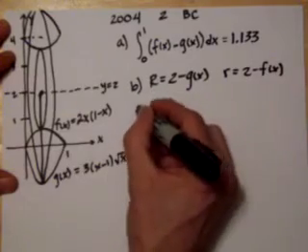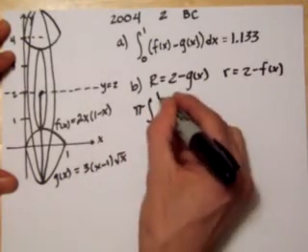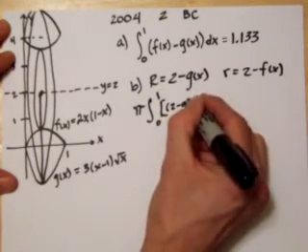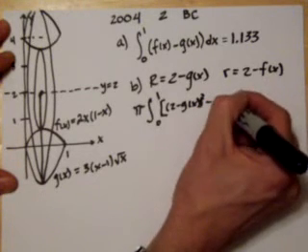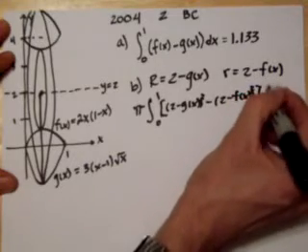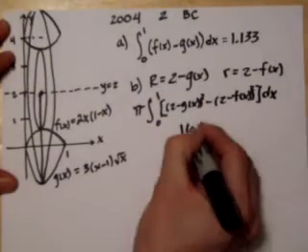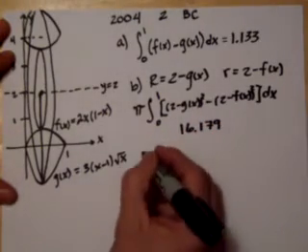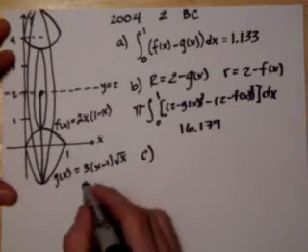So what you're going to want to do is go pi times the integral from 0 to 1 of the large radius squared minus the small radius squared. And when you plug that into your calculator, you get 16.179.